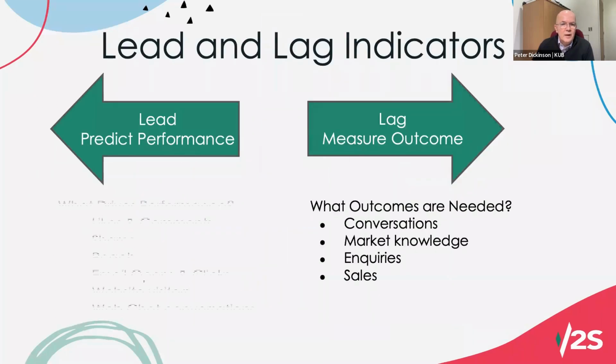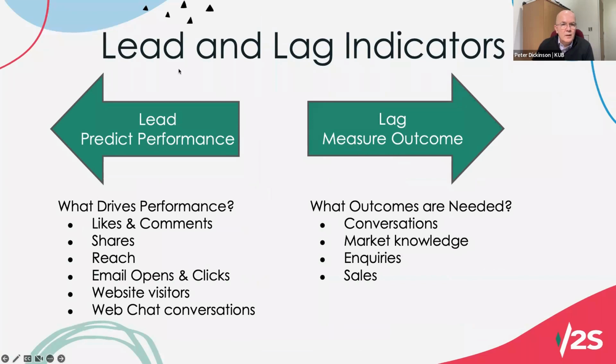So we have lead and lag indicators, and you need both. Your stats need both. The lag indicators are the conversations, the inquiries, the sales, etc. They're some time down the road. When you're in marketing, you start off with some social media, maybe some email marketing, a website, etc. So it's all these things. And if you don't get the numbers here, you will not get the numbers here.